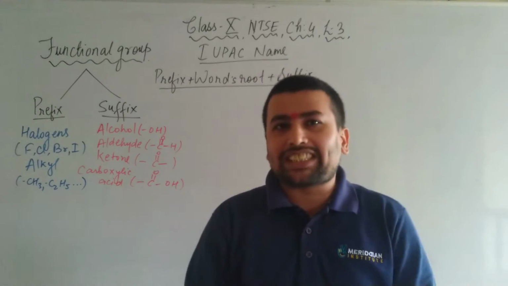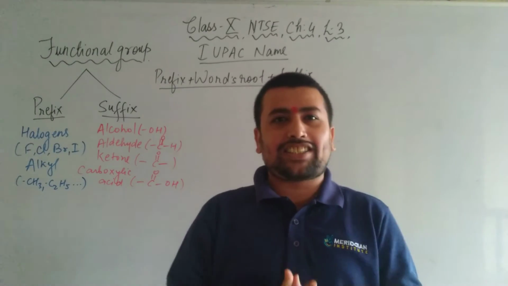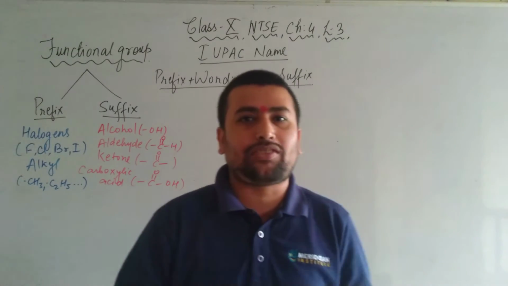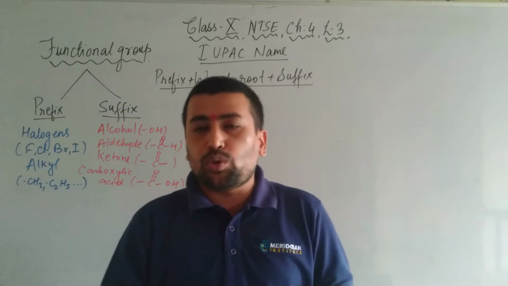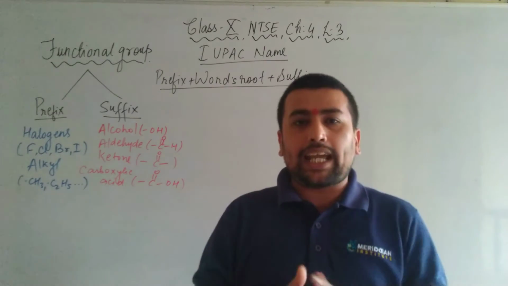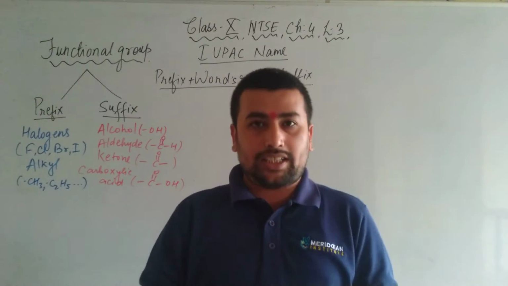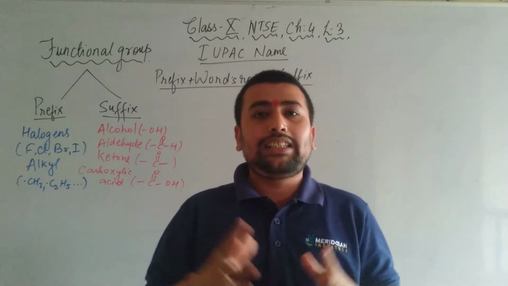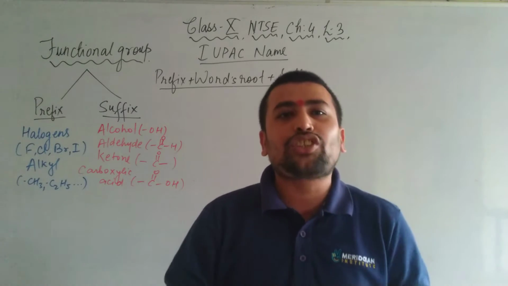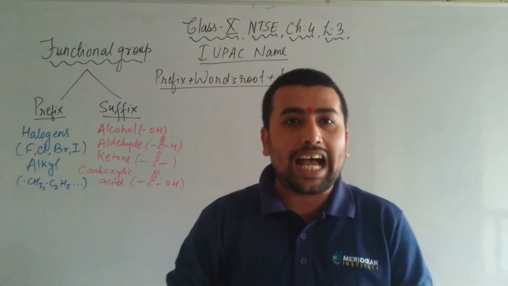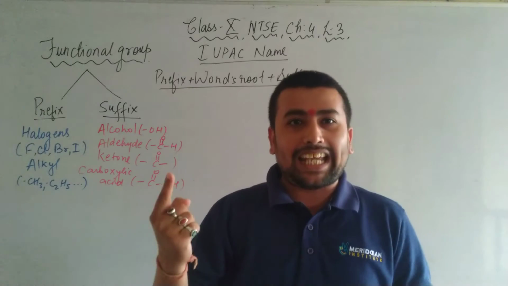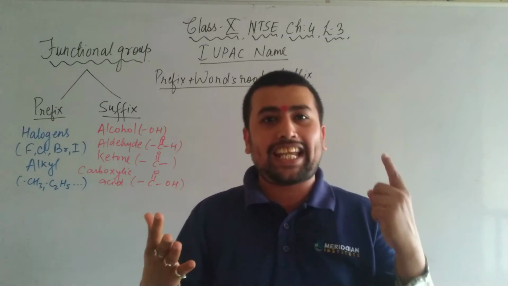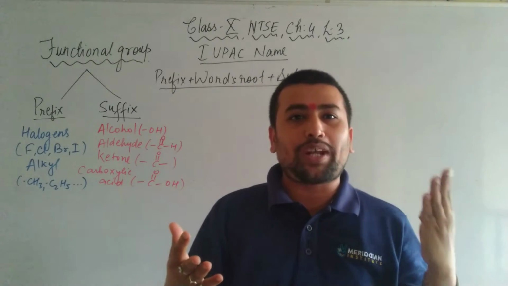Today we are going to discuss class 10 NTSE chapter number 4, carbon and its compounds, lecture number 3. Till lecture number 2 we have gone through alkane, alkene and alkynes, and I have given you some homework also. You have to draw the structures of alkanes: methane, ethane, propane, butane, pentane, hexane, heptane, octane, nonane, decane.